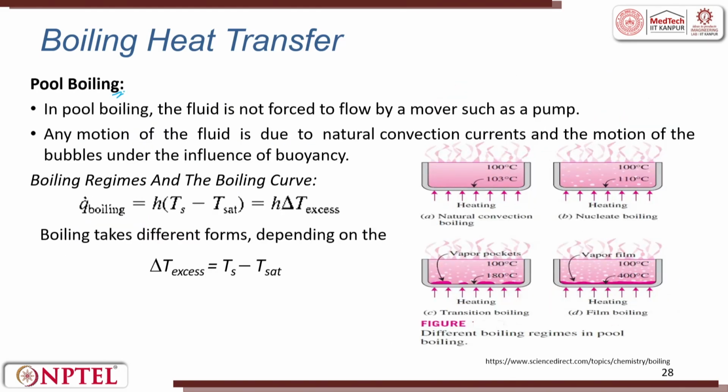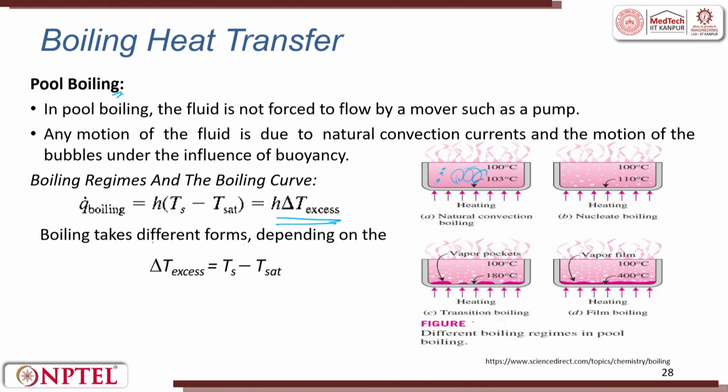So, when we go a little deeper into pool boiling, in pool boiling the fluid is not forced to flow by a mover such as a pump. So, it is a static one, like a pressure cooker where water is filled. Any motion of the fluid is due to natural convection currents, and the motion of the bubbles is under the influence of buoyancy. So, under buoyancy it can go up. So, Q boiling is expressed as h into delta T excess.